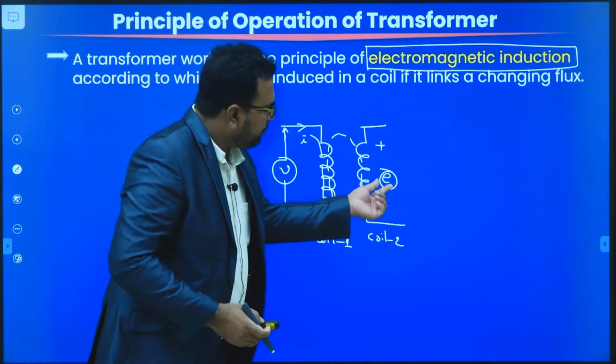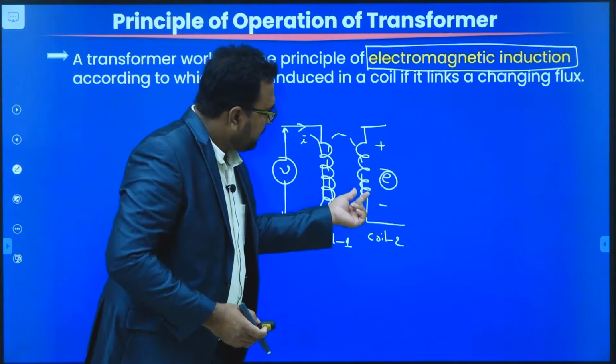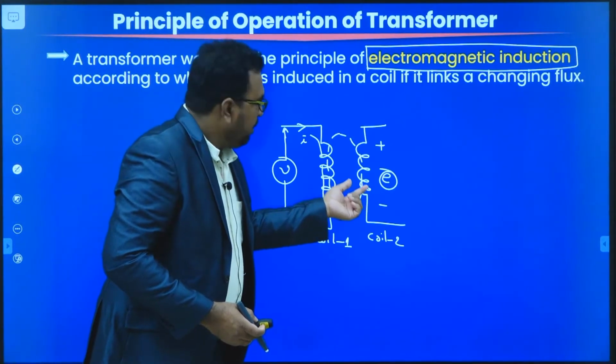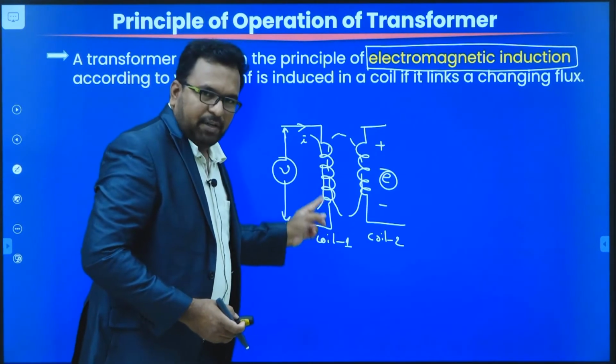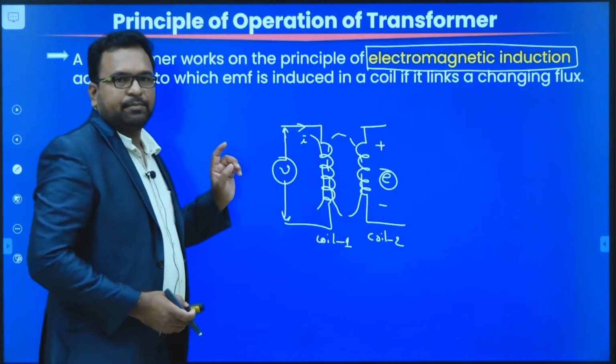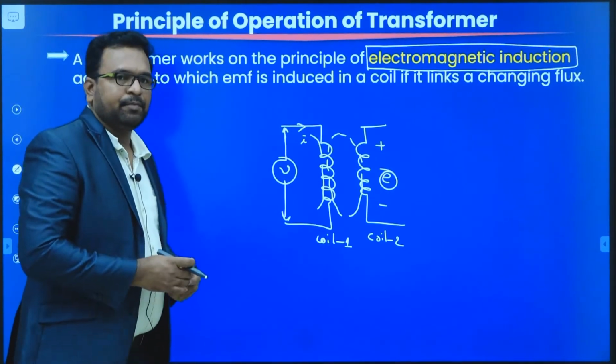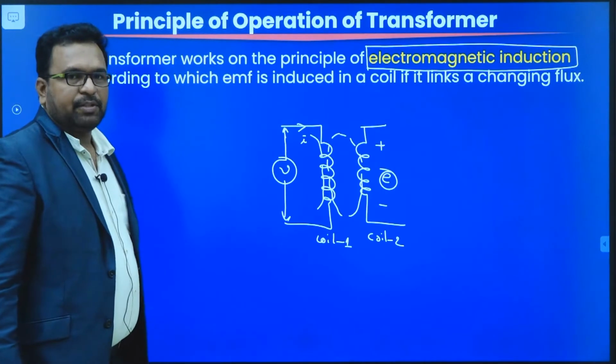And how is this EMF induced? Because of the flux linking with the coil 2. And this flux linking is an alternating flux which is produced by the alternating current in the primary winding. So this is the principle of operation of transformer.